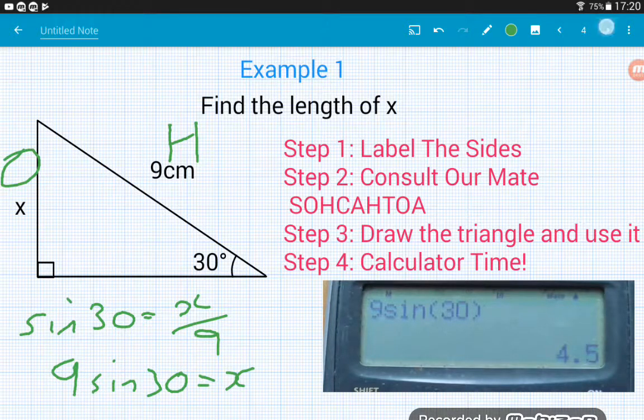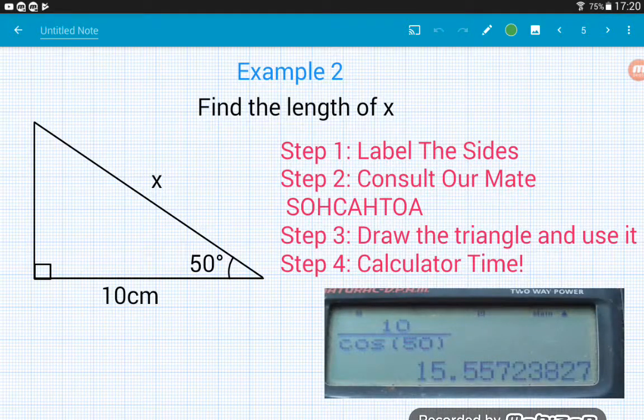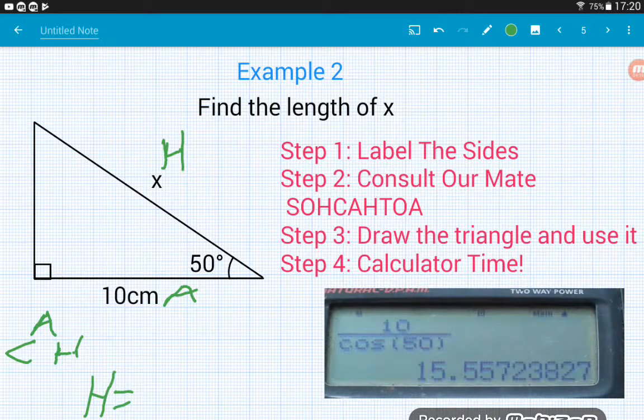So let's have a look at another one. Okay, so first up again, let's label the sides. So the side x that we're looking for is going to be the hypotenuse, and this bottom one is going to be the adjacent. So our triangle would be CAH, and we're looking for H. So if we cover up the H, that would tell us that H is equal to the adjacent divided by cos of theta. So we would get 10 divided by cos of 50.